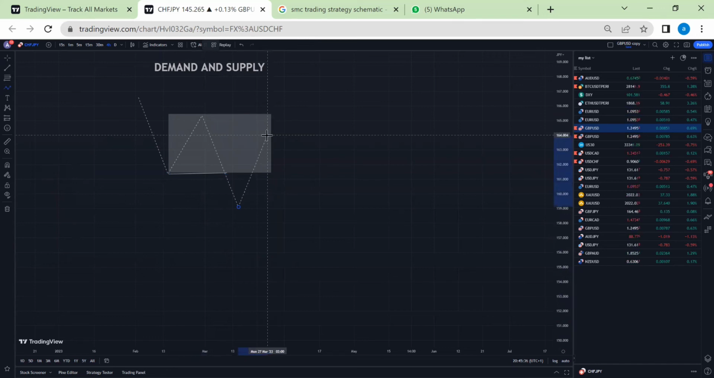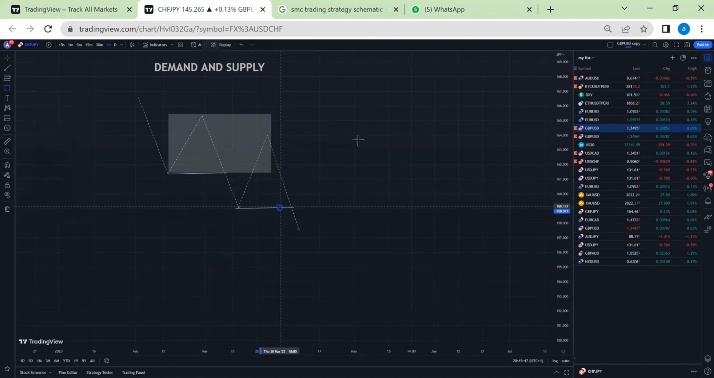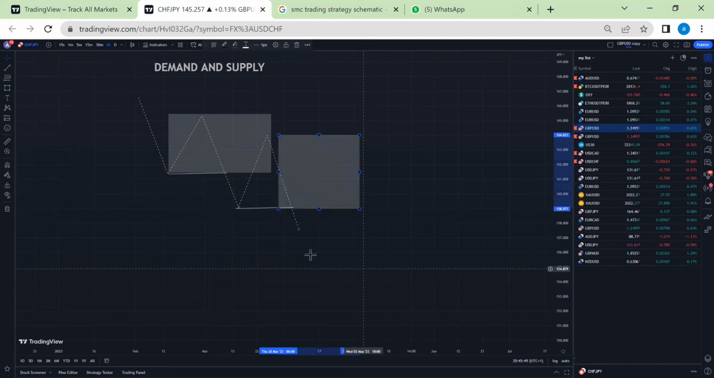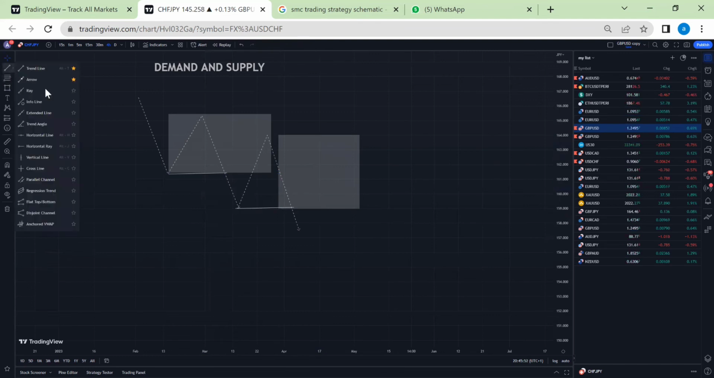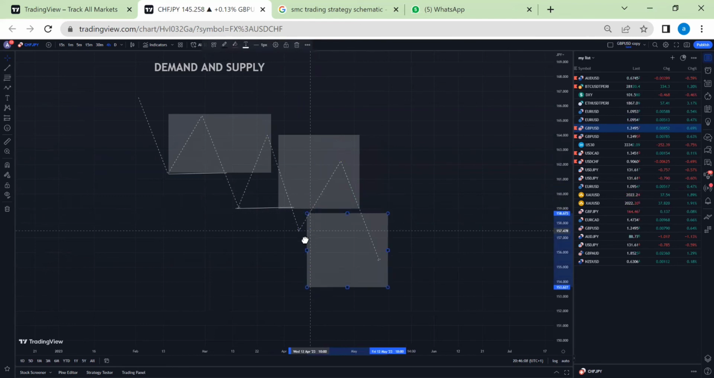So let's say you reverse from here and move down again to break structure. Immediately it breaks structure, we know that now people are interested only from here to here. Then price will reverse again. Immediately it gets to that point where there is supply, it reverses again. And that's how it will keep going down like that.